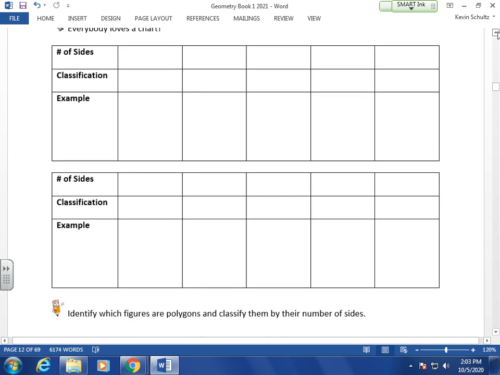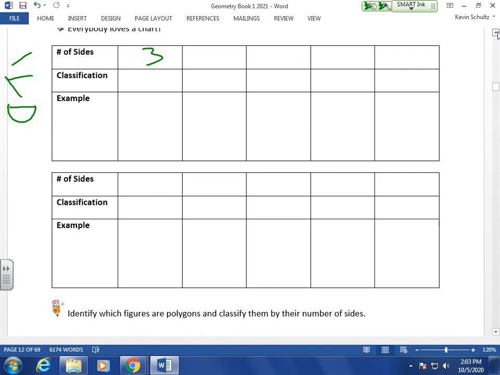It's not possible to have a one-sided polygon, because that would just be a segment. It's not enclosed. It's impossible to have a two-sided polygon, because with two segments, you can't get that enclosed feature. If you go like this, well, that's not a straight side. It's not a segment, so that's not a polygon either. So the fewest number of sides a polygon can have is 3.